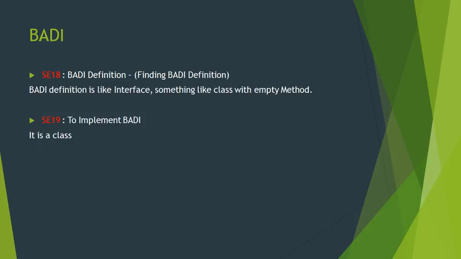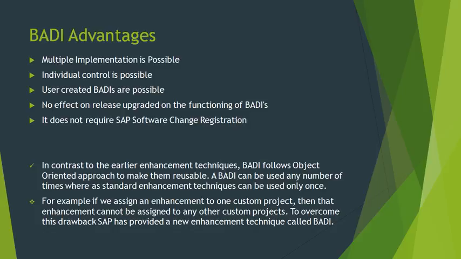Now, whenever we are implementing a BADI, the two most important transactions are SE18 and SE19. In SE18, we find the BADI definition. After finding the BADI definition in SE18, we need to implement that BADI definition, which we do via transaction SE19. So what are the advantages of BADI over user exit or customer exit?